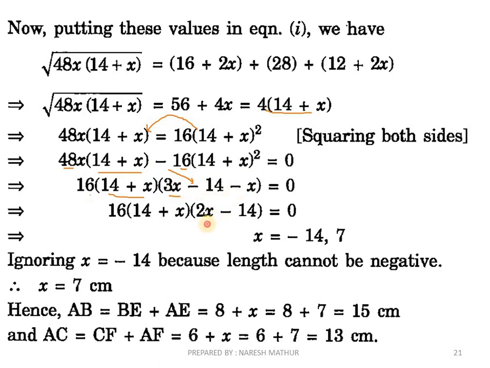Now 3x minus x will be 2x minus 14. Now we have the value of x as minus 14 and 7. Length can't be negative, so this value will be discarded. So the value of x would be 7 centimeter. Now we can find the length of AB as 8 plus x, 15 centimeter. 6 plus x would be 13. This is a good question, so please practice this sum twice.